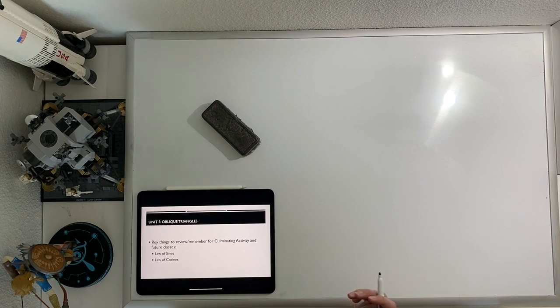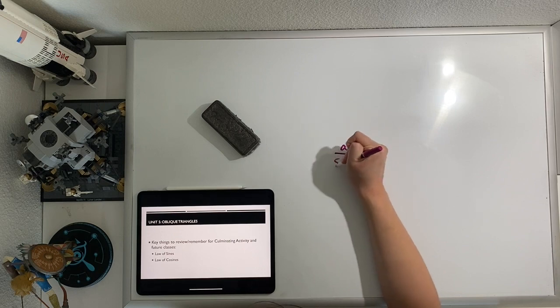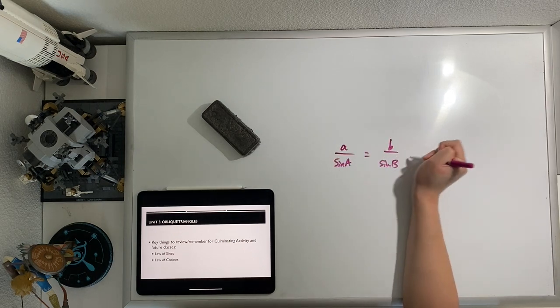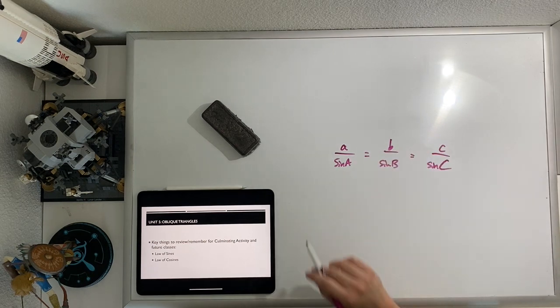Unit 5 was all about oblique triangles. So here you should really just remember the law of sines and cosines. This doesn't necessarily show up on your culminating activity, but in the future, these are important skills to know. Remember that the law of sines is set up like this, where the numerators are side lengths and the denominators are the sine of our given angles.